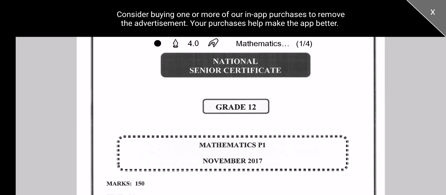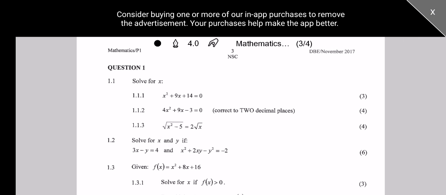We're going to start off, as indicated here, with the November 2017 Mathematics Paper 1. And most importantly, I'm going to share with you the very easiest tips and hints on how to approach problems that you may face in your final examinations. I'm going to do each and every one.